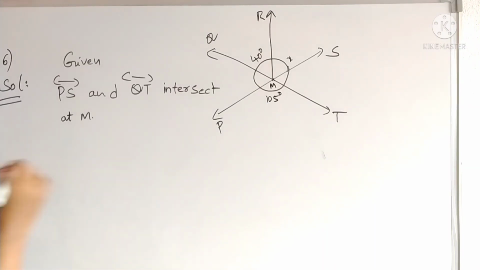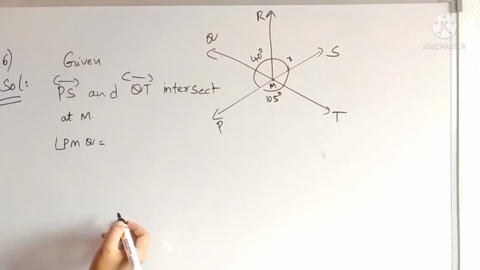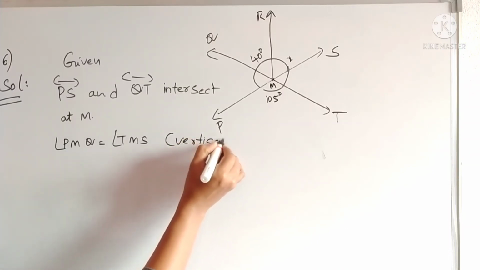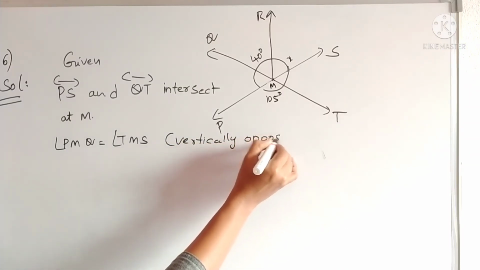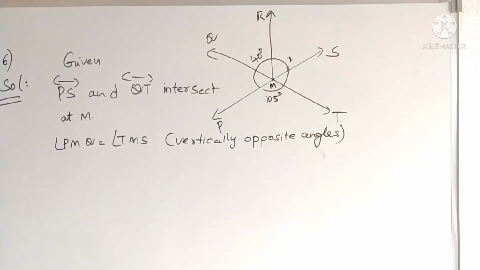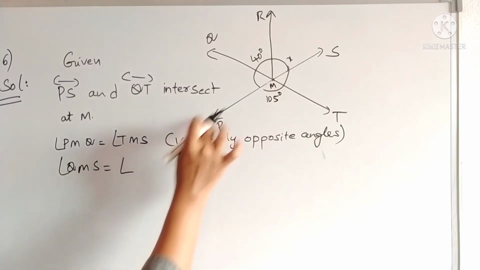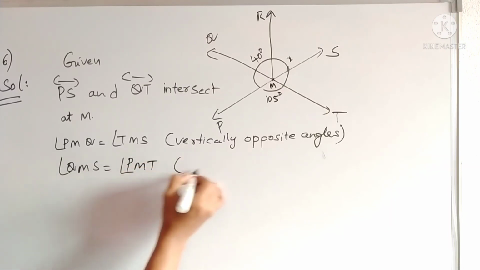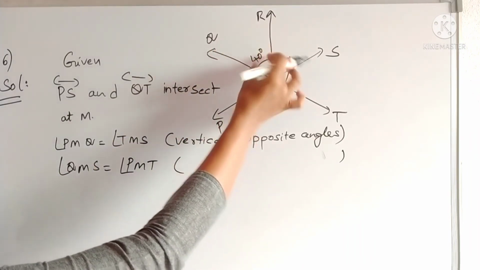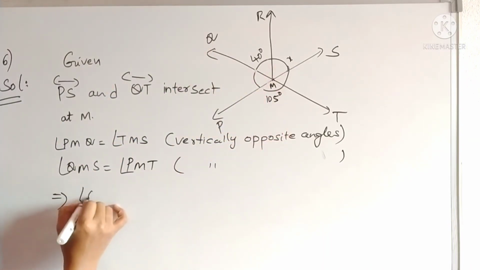So, from the figure, we can write angle PMQ is equal to angle TMS. Reason, vertically opposite angles. Vertically opposite angles are equal, so that's why these two are equal. And what is the other pair? Angle QMS is equal to angle PMT. Same reason, vertically opposite angles. What is this QMS? This part and this part together form the total angle.